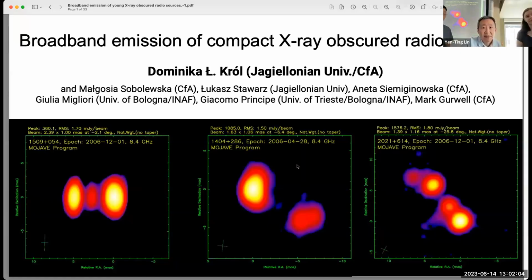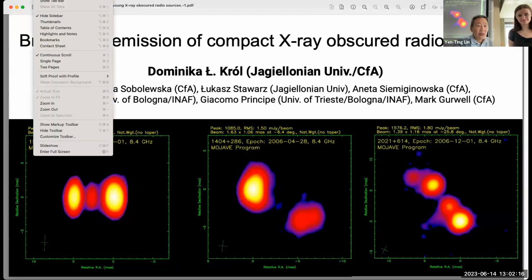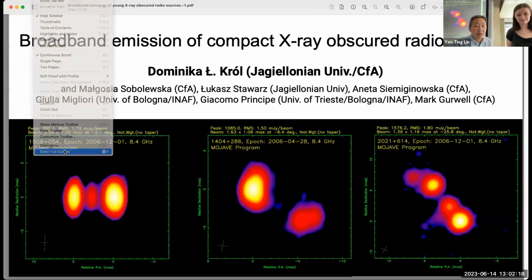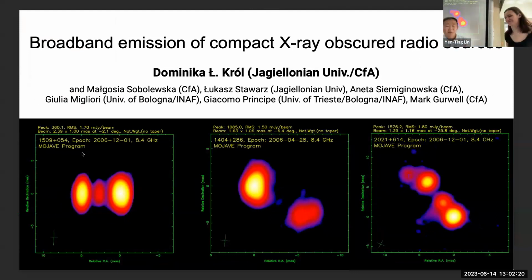Let me introduce our second speaker while he's setting up. Sorry, where is Zoom? I'm happy to introduce Dominika Krol. She's a fourth-year, next-to-last-year PhD student at the Jagiellonian University in Krakow, Poland, under the supervision of Lukasz Stawarz. Currently, she's a predoc at CfA. You might have met her in the corridors in the last few months.